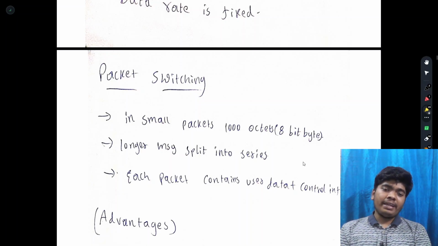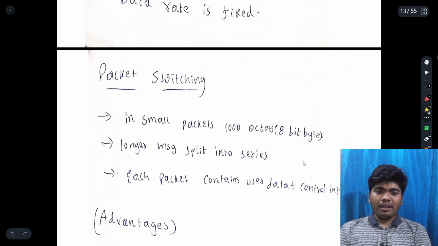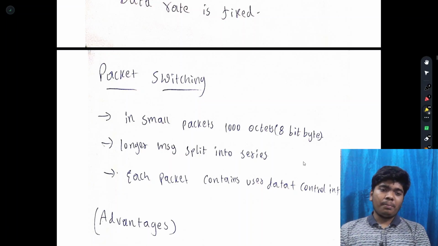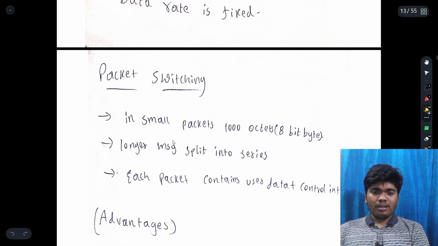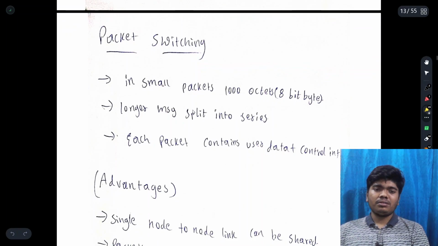Each packet contains user data plus control info. Control info is the information about the way in which we send the stream of packets along a particular path or position. Those technical details are maintained in the control info, whereas the data is the packets themselves. So the 8-bit packets, a combination of packets, is what is known as user data.